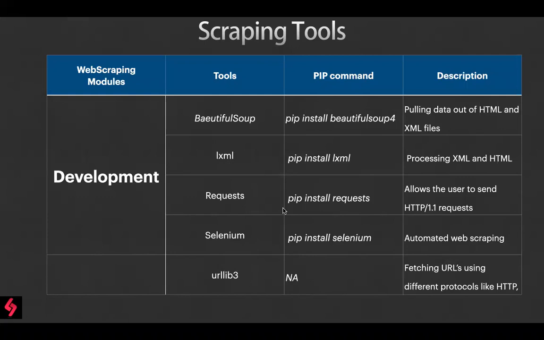We are using this for all API projects. How to install this one? pip install requests. It won't come with the Python software, so we need to install it. So what will requests do? It works only on HTTP requests and HTTP responses. It works only for that protocol.